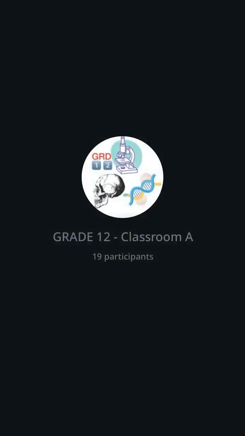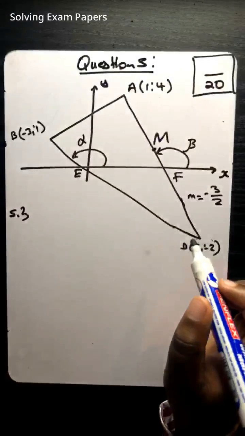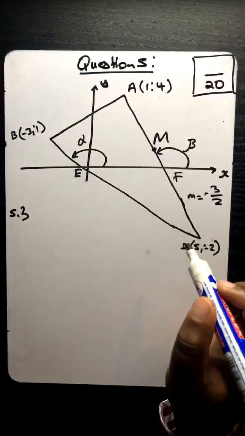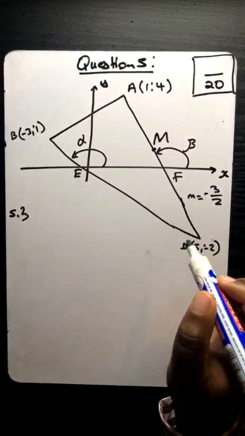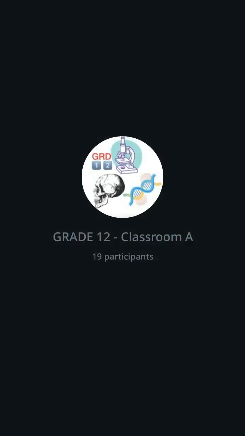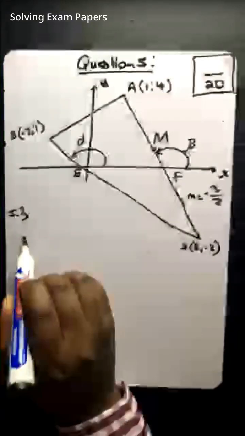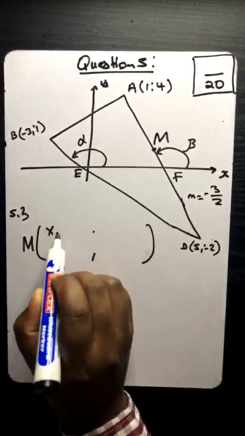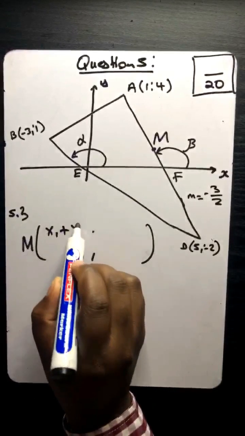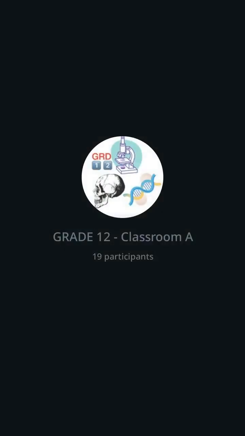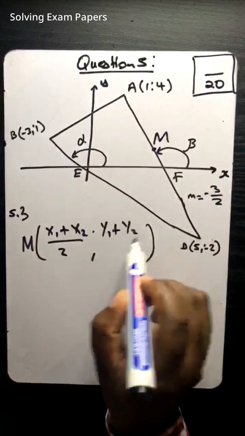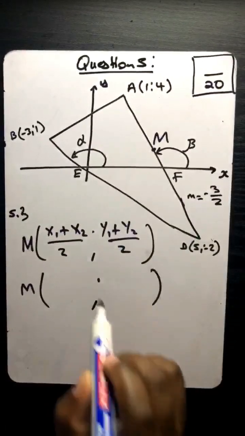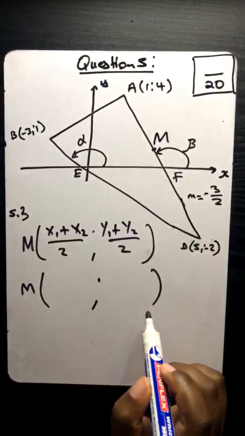The next question says determine the coordinates of M, the midpoint of AD. So you see the midpoint, this is what they want you to provide. You are allowed to write it in this manner: x1 plus x2 over 2, and then y1 plus y2 over 2. I saw most of you got this one correct.